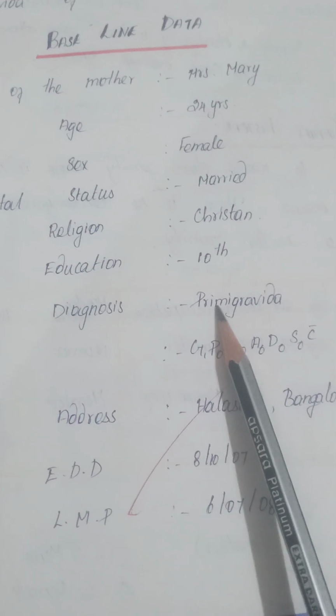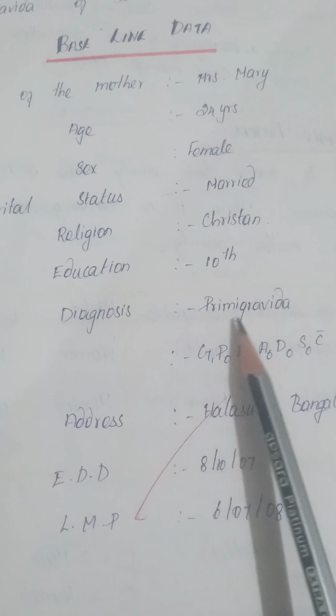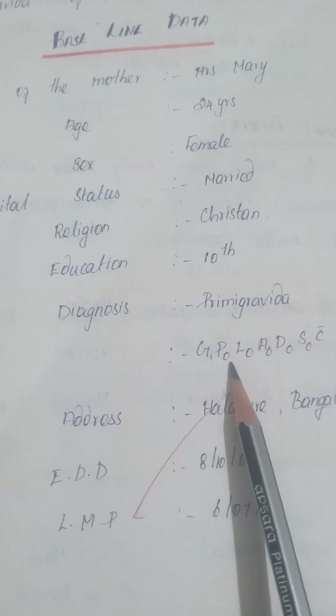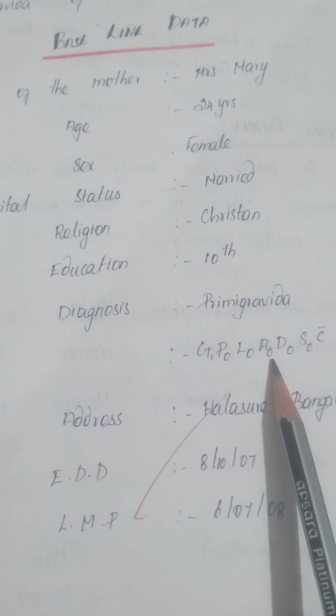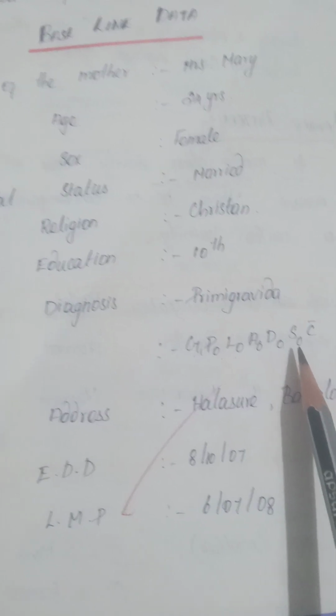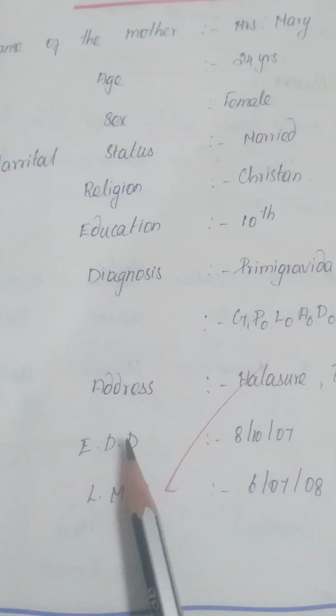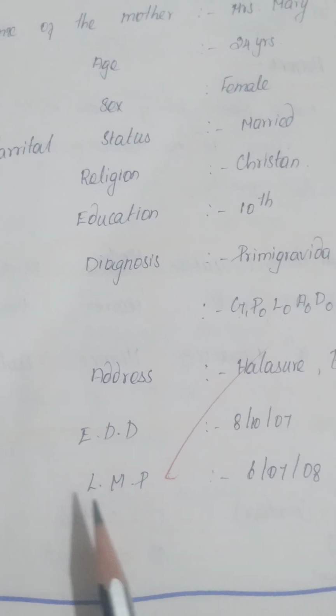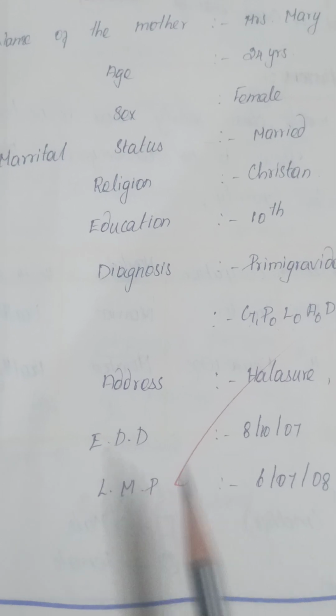Here, primigravida. Primigravida means first pregnancy. So gravida 1, para 0, living 0, abortion 0, death 0, then stillbirth 0, with 30 weeks of gestation. Then address, then EDD. EDD means expected delivery date, then last menstrual period.